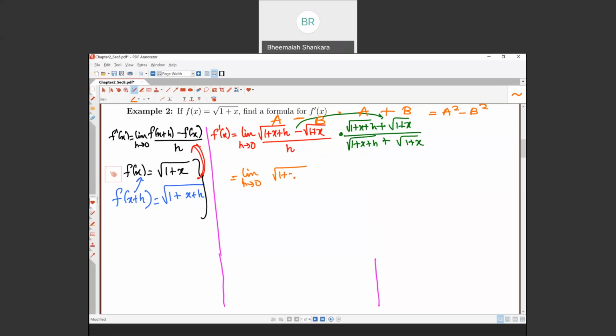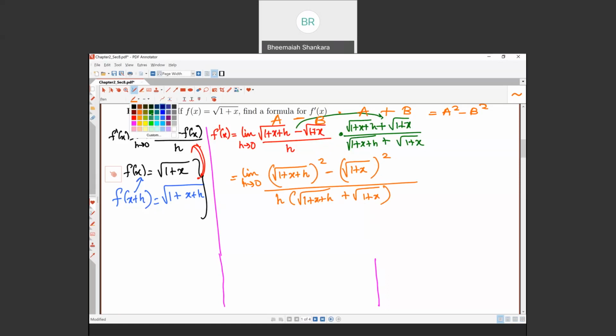The first term is 1 plus x plus h. You're going to square this term, negative. The second term is square root of 1 plus x, and again square, divided by the denominator, which is h times square root 1 plus x plus h plus square root 1 plus x. Now we know that the square of a square root is just the term. So cancel those and bring down the other terms.